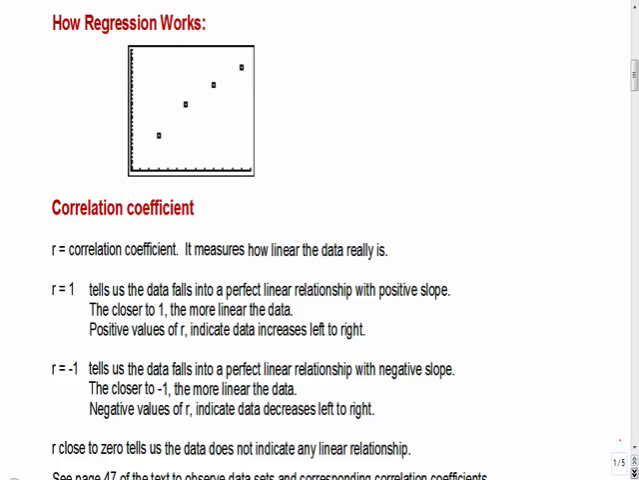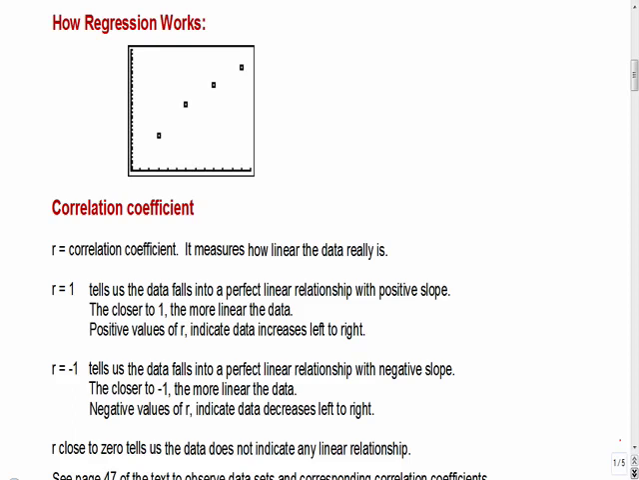An R of -1 tells us the data falls into a perfect linear relationship with a negative slope. The closer to -1, again, the more linear the data. Negative values of R indicate the data decreases left to right. An R close to 0 would tell us that the data does not indicate any linear relationship.